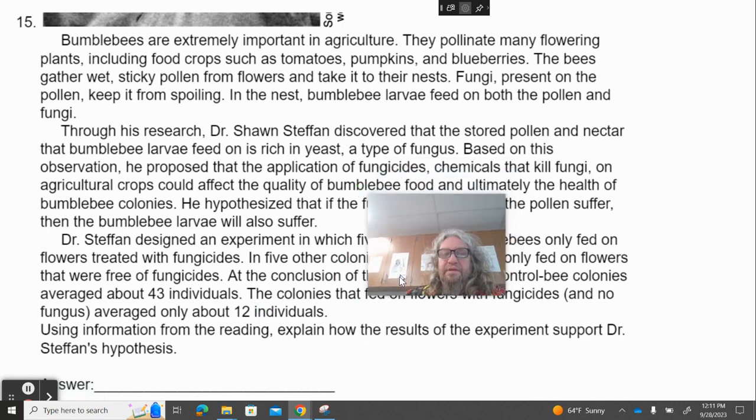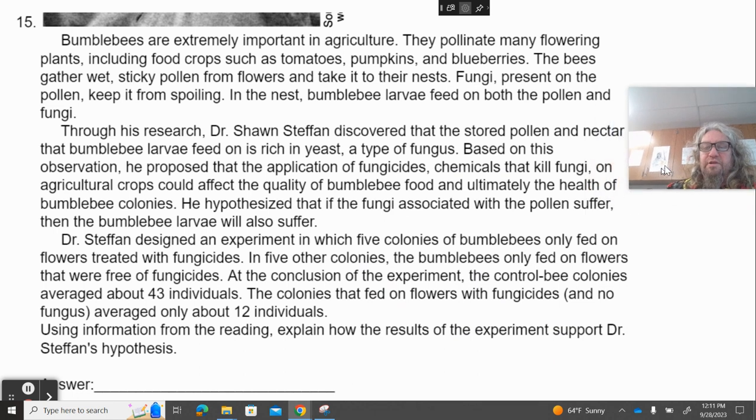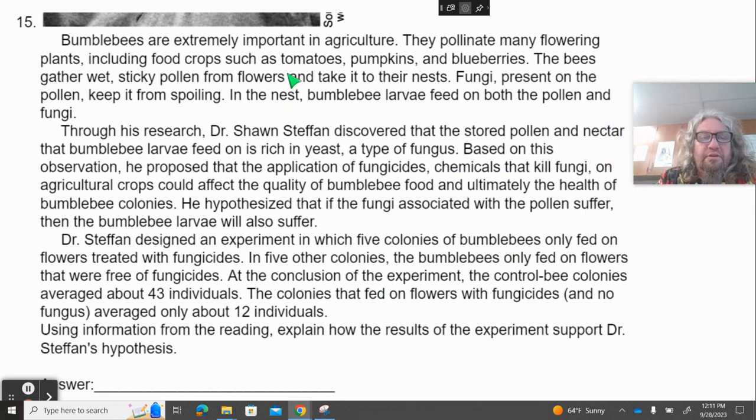It starts with bumblebees. Bumblebees are extremely important in agriculture. They pollinate many flowering plants, including food crops such as tomatoes, pumpkins, and blueberries. The bees gather wet, sticky pollen from flowers and take it to their nests. Fungi present on the pollen keep it from spoiling. In the nest, bumblebee larvae feed on both the pollen and the fungi.